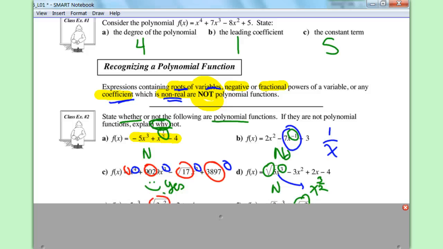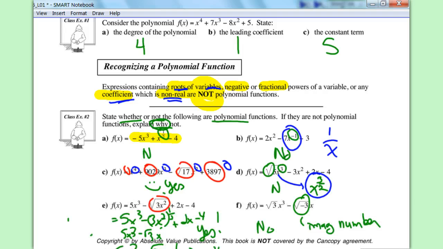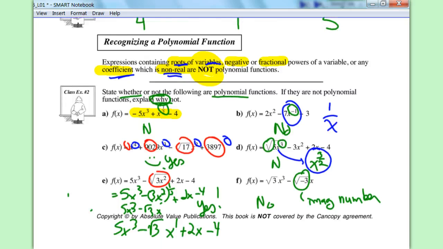We have 4, 3, 2, and 1 for exponents, so we don't need to worry about that one. It is a polynomial. The third one, D, is not, because the first term has x to the exponent 3/2. That's a problem. You can't have a rational exponent. In E, the square root of x squared is just x to the 1. So that is not a rational exponent. Everything is a-okay. We don't have to worry about it.